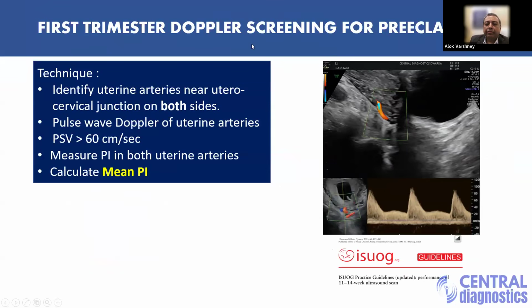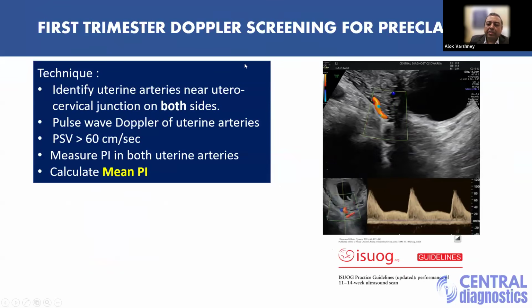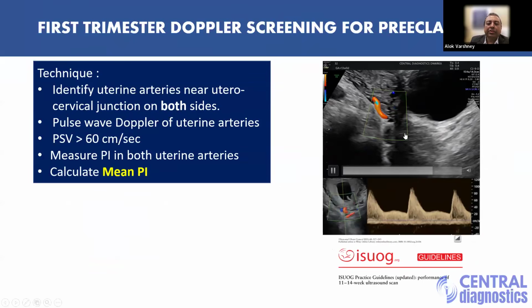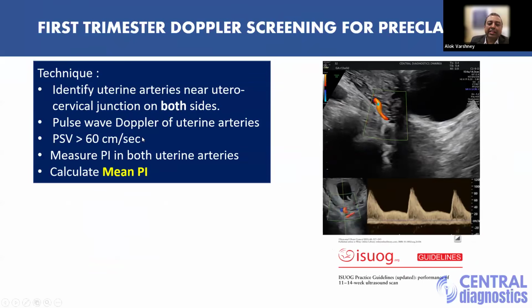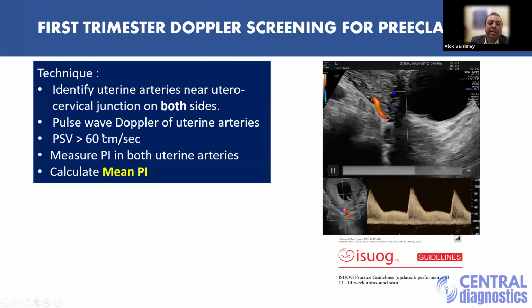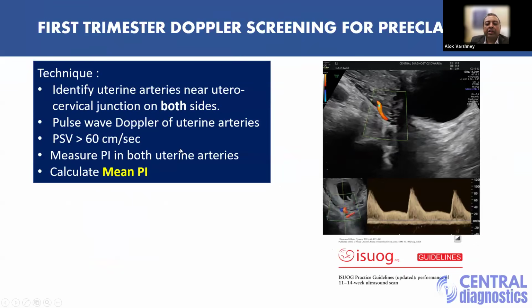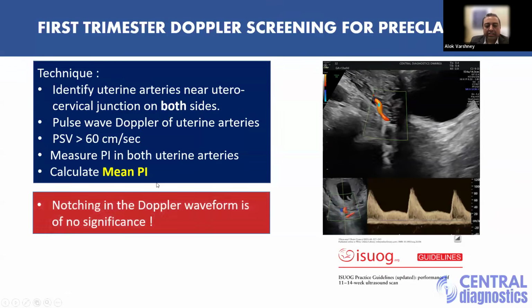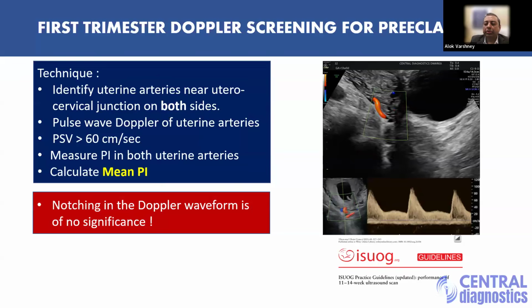We can screen for preeclampsia in the first trimester. Very nice method. We need to identify the uterine arteries near the uterocervical junction on both sides. Do the pulse wave Doppler. The PSV should be more than 60 centimeters per second, that shows that we are in the uterine artery. We need to measure the PI of both uterine arteries and calculate the mean pulsatility index. And then we run it through the algorithm, and then we get the risk of preeclampsia.